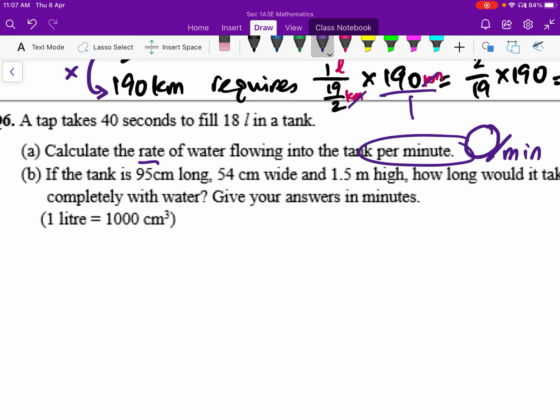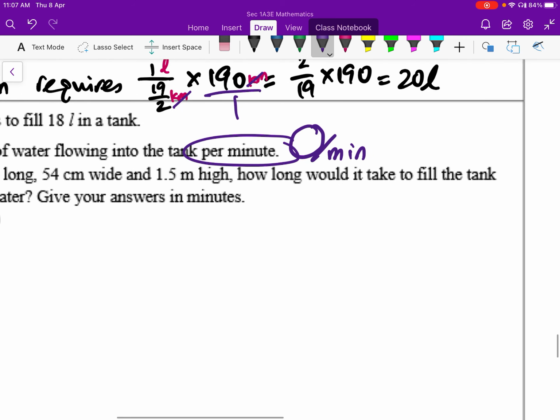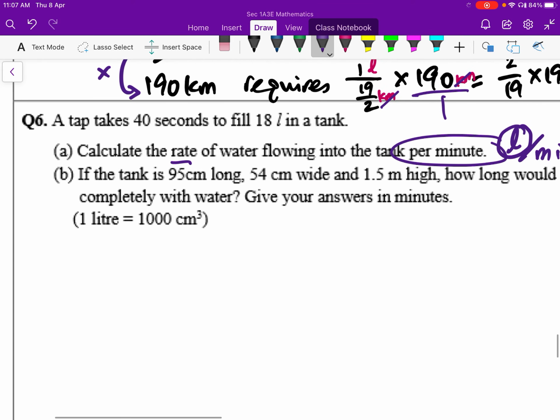Volume. They're referring to volume. So we are expecting liters per minute. So any of the information over here, any liters? Yes, you see the 18 liters. Any minutes that you see? Don't have. No minutes, but we have 40 seconds, which we can easily change to minutes.